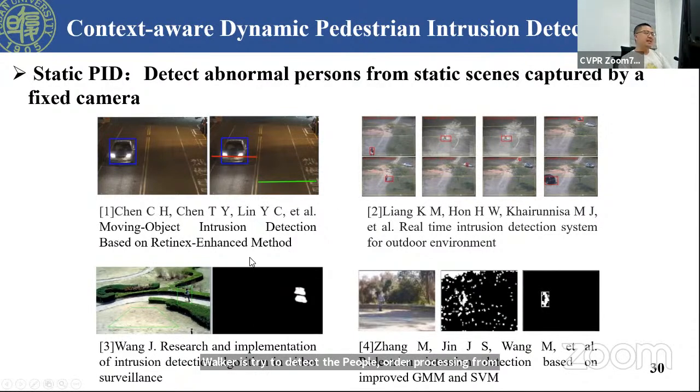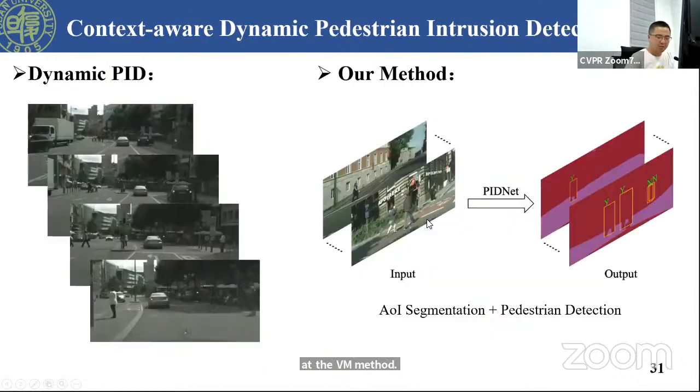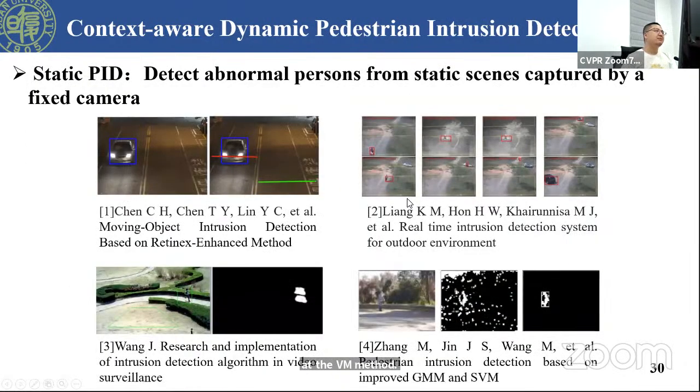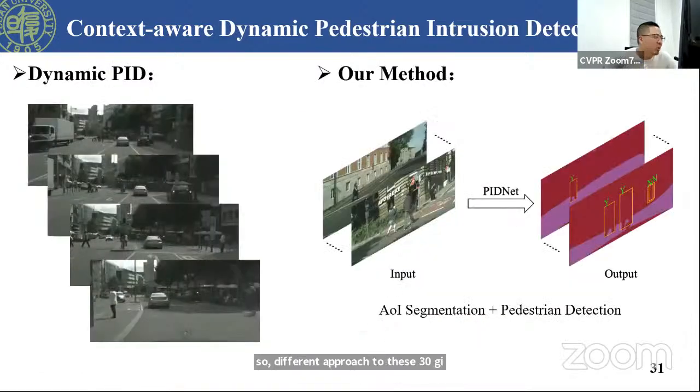Yes, and this works using different kinds of methods, like the Retinex enhancement method, like the GMM and SVM method. Yes, all these methods are traditional machine learning methods. So different from the static PID, our work is trying to detect the predictive intrusion case from dynamic videos, which means the object or the scenes keep changing and are recorded by a moving camera in a vehicle.